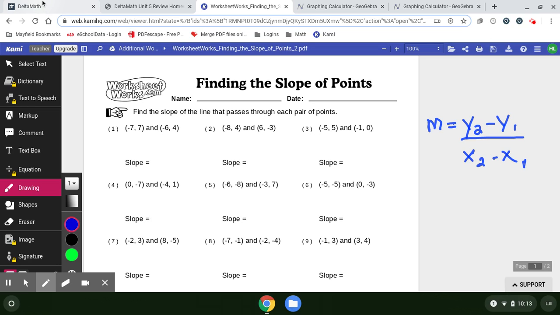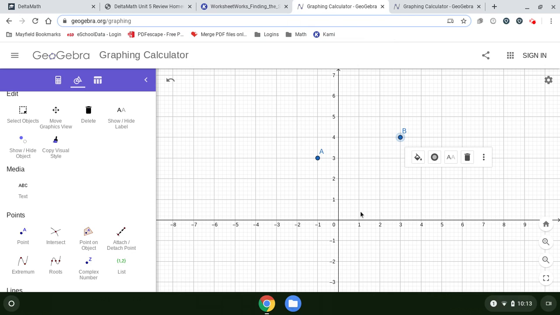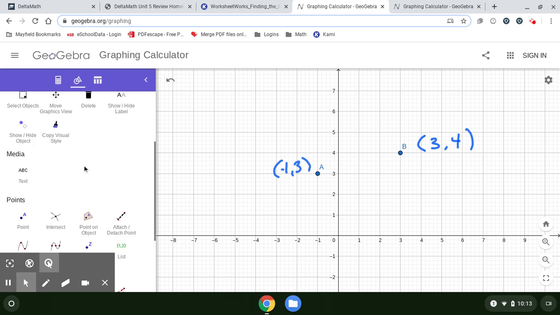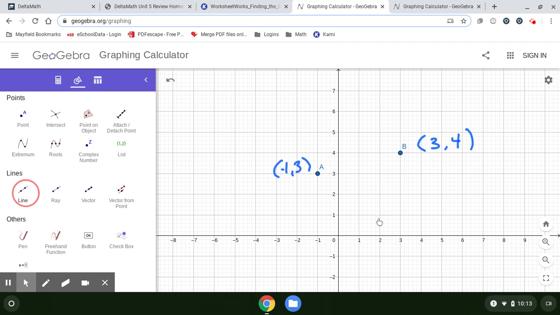So what we're going to do first is look at this problem right here. We're going to use negative 1, 3 and 3, 4 and find the slope between them. If I was going to graph them, which I already did, here's negative 1, 3, and point B is 3, 4. So if I have them graphed, I would draw a line through them.